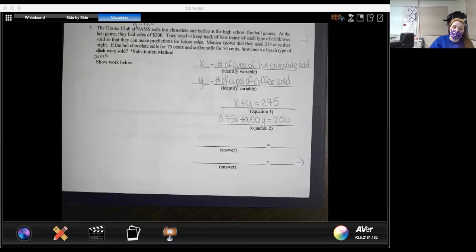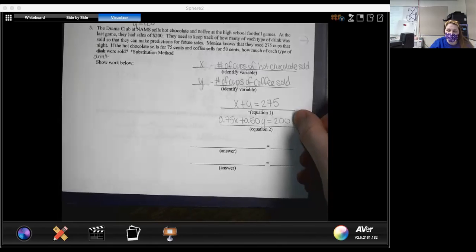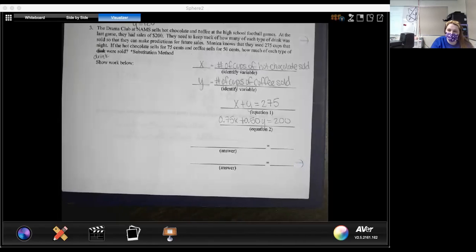Okay, if you didn't do the point, then that would be an issue because you would be saying $75 per hot chocolate and $50 per coffee. So you've got to have the decimal. So equation number one was based on how many cups were sold. Equation number two is based on how much money they earned. So 275 was the number of cups in general. 200 is based on the money that they earned. Does that make more sense for equation one and two, the differences?